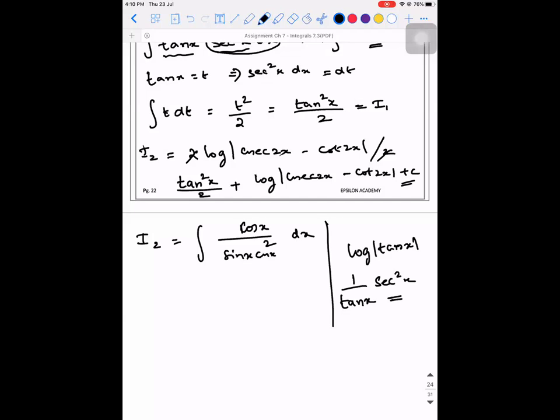Yes, sir. Now what is cos x divided by sin x? 1 by tan x. And 1 by cos square x is? Secant square x. So we didn't go wrong anywhere, right? Yes, sir. So our answer is right. You need not worry about it.